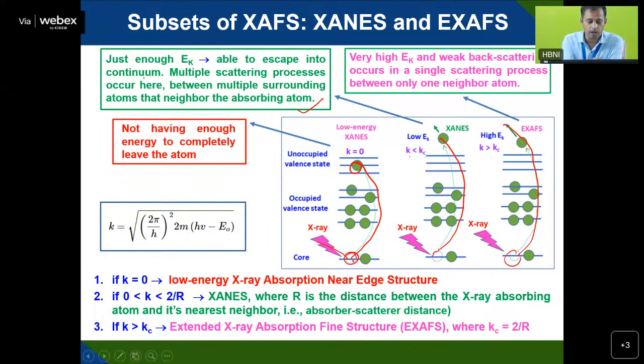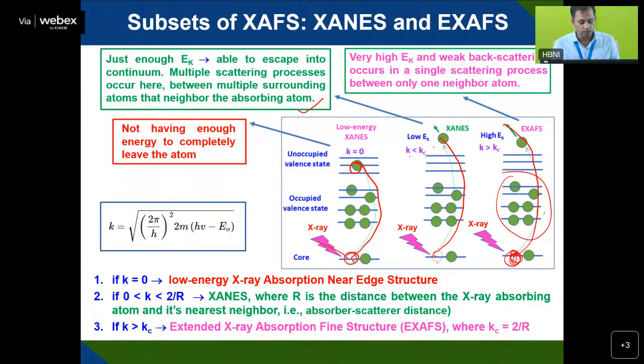So EXNES is at low kinetic energy. The kinetic energy is just enough to overcome that barrier to move from here to the unoccupied state. There will be multiple interactions with different atoms. But in the case of very high K, weak backscattering occurs. So with single scattering, the electron will directly go out. There will be a single scattering process between only one neighboring atom, the nearest neighboring atom. It will interact with that instead of interacting with these other elements.